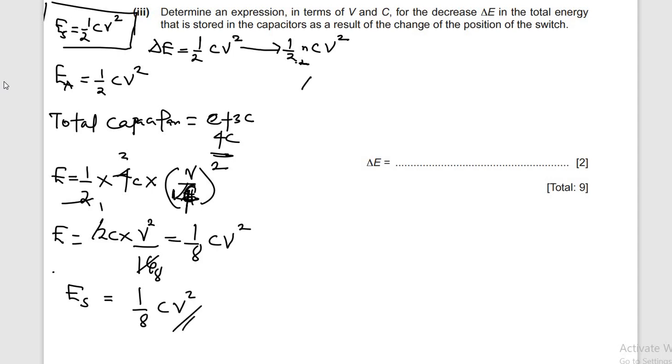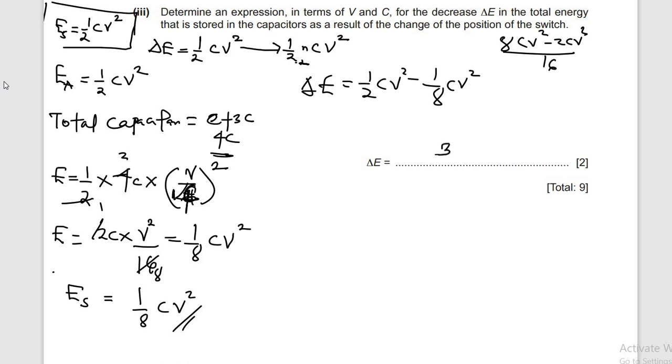So the decrease in energy is half CV squared minus 1 over 8 CV squared. With LCM 16, that is 8 CV squared minus 2 CV squared over 16. That gives us 6 CV squared over 16, which is 3 over 8 CV squared. That will be the answer.